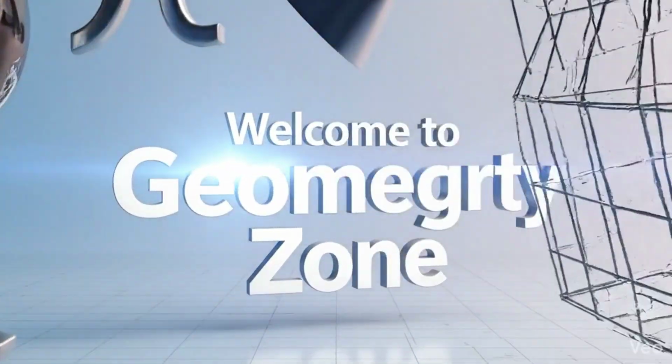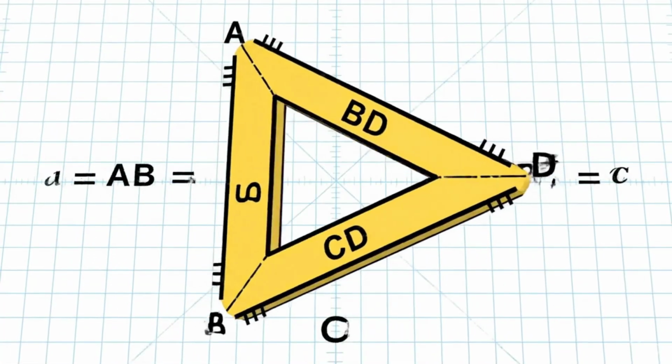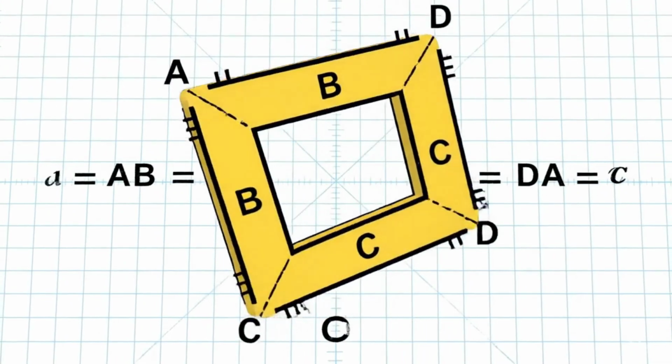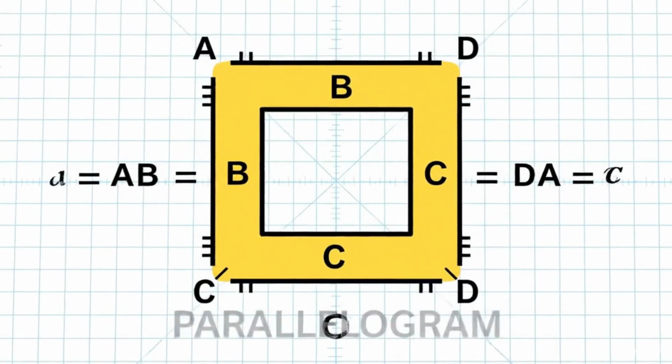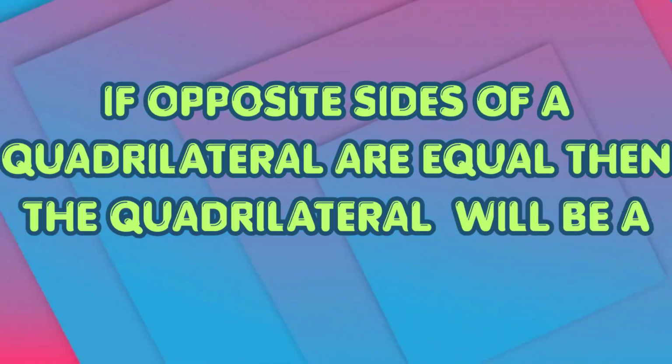In this video, we are going to learn the converse of a very important parallelogram theorem. If opposite sides of any quadrilateral are equal, then the quadrilateral will be a parallelogram. Let us understand this step by step.